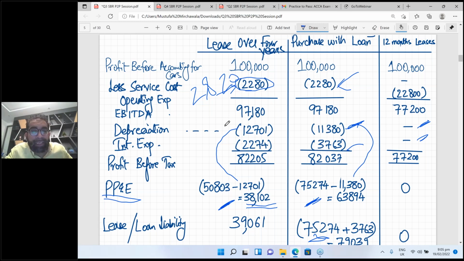But in option 3 there is no asset, so option 3 is good for asset turnover. Similarly, in options 1 and 2 there is a lease liability, so options 1 and 2 are not good for the gearing ratio. But in option 3 there is no liability, so option 3 is good for the gearing ratio as well.